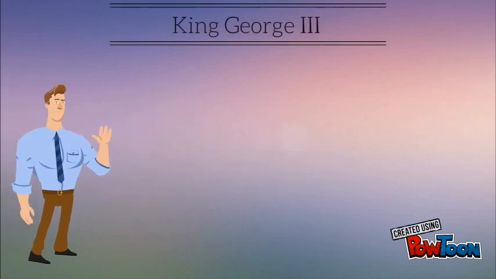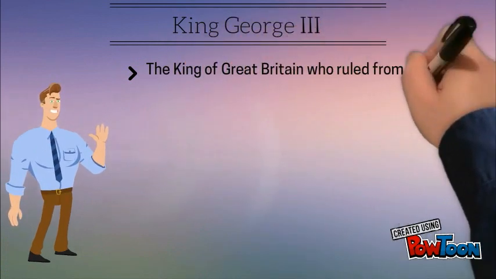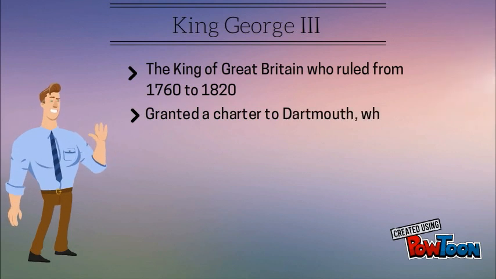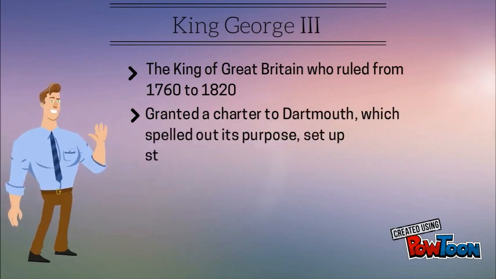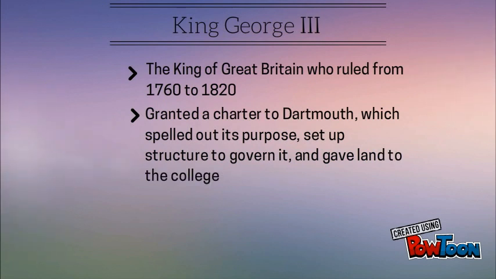King George III was the King of Great Britain who ruled from 1760 to 1820. He also granted a charter to Dartmouth, which spelled out its purpose, set up structure to govern it, and gave land to the college.